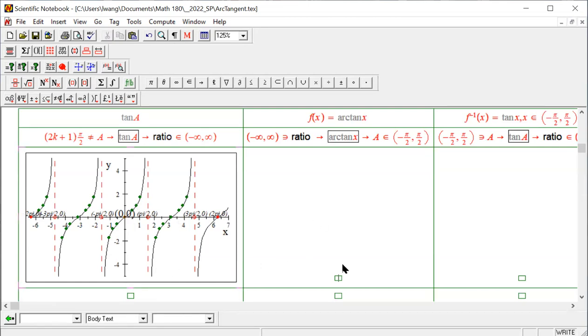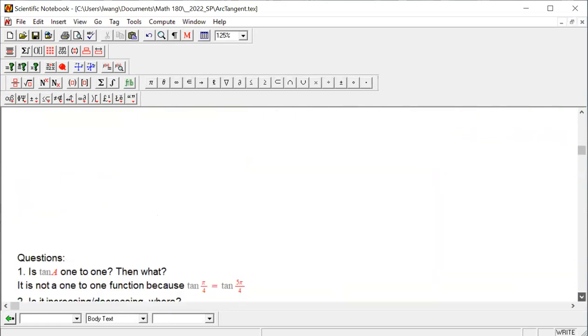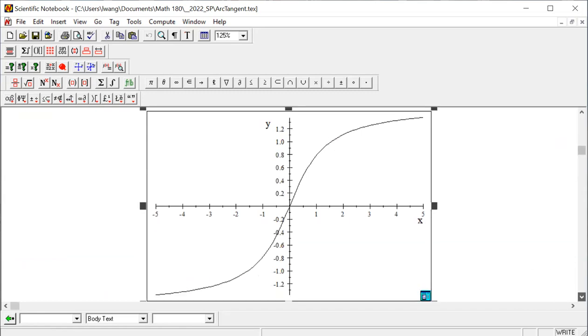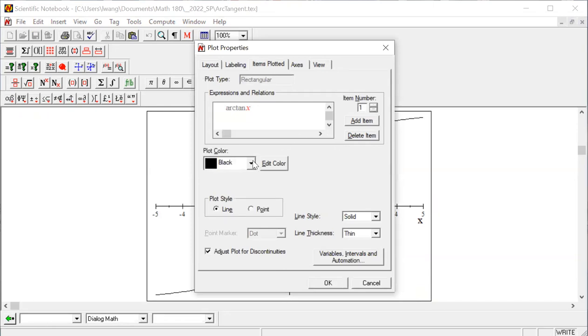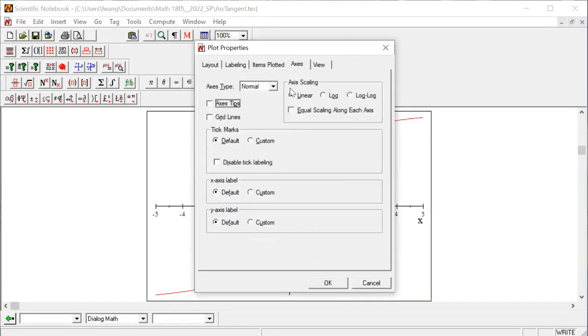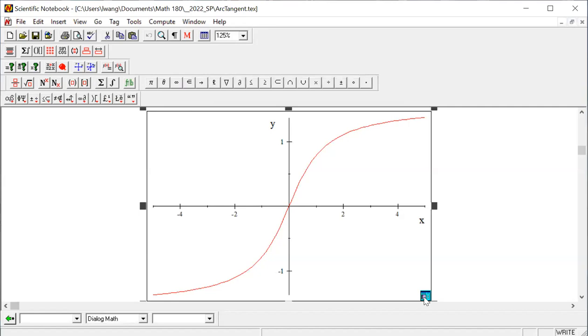How about arctangent? If we draw arctangent separately, which we can do, let's draw arctangent. We just draw that curve by itself. How does it look? We're going to make it red, so we can see the correspondence. And we're also going to make some adjustments. These are things at your fingertips. We just need to know the details.